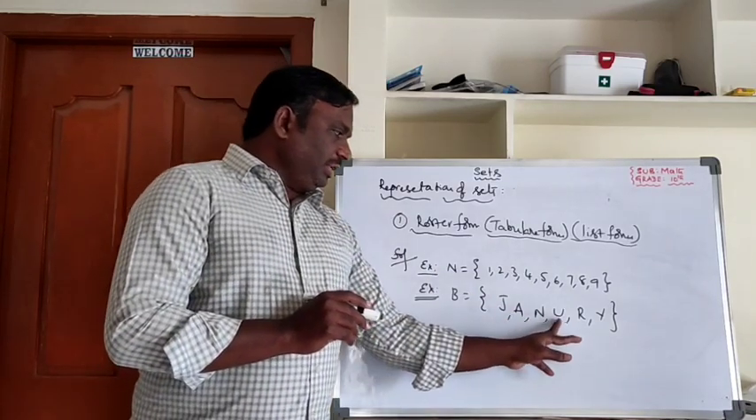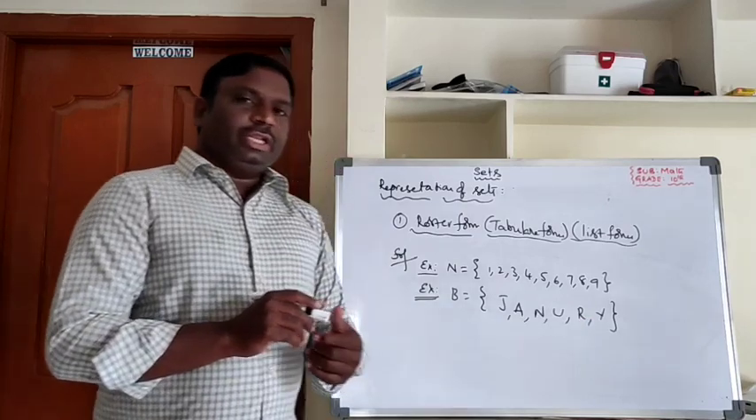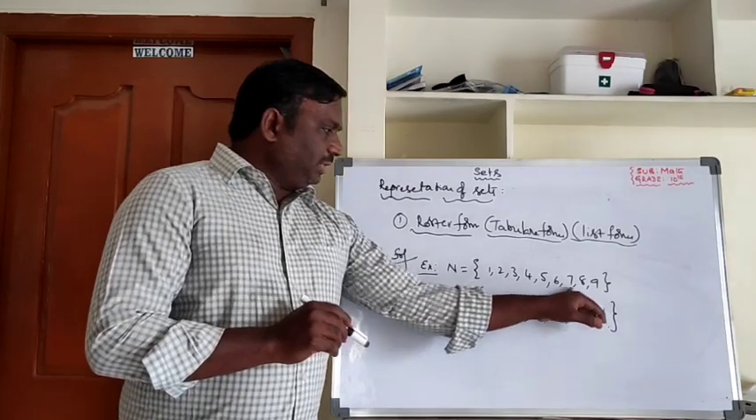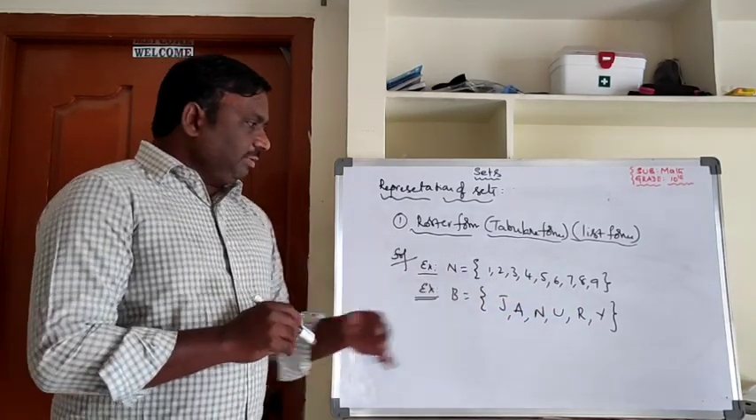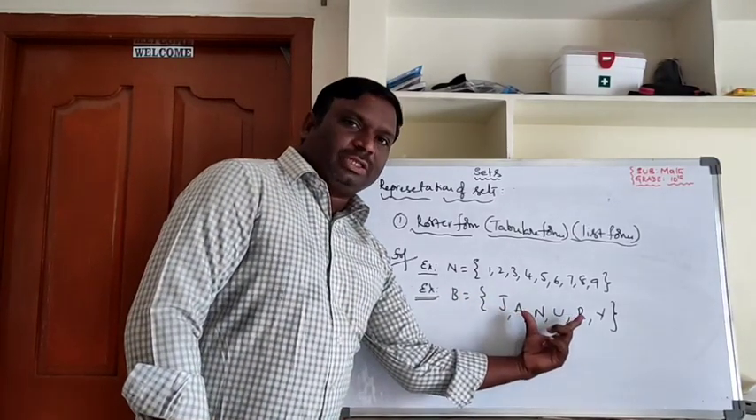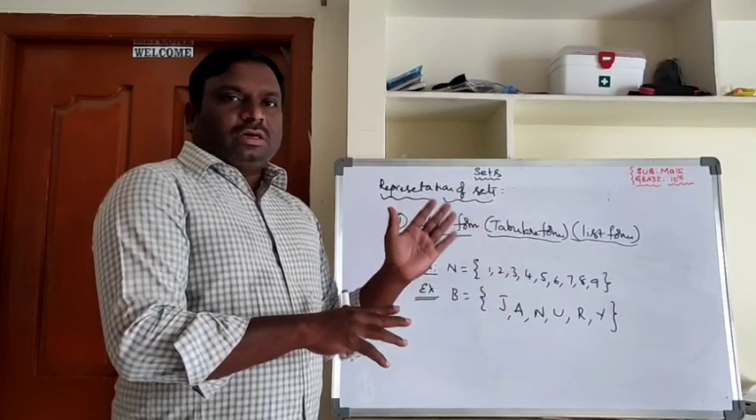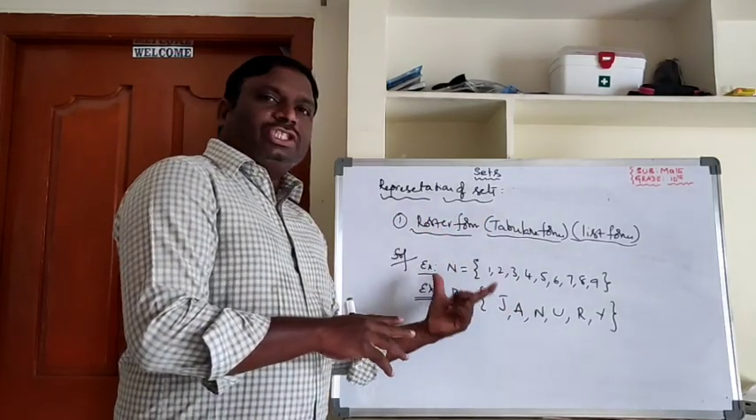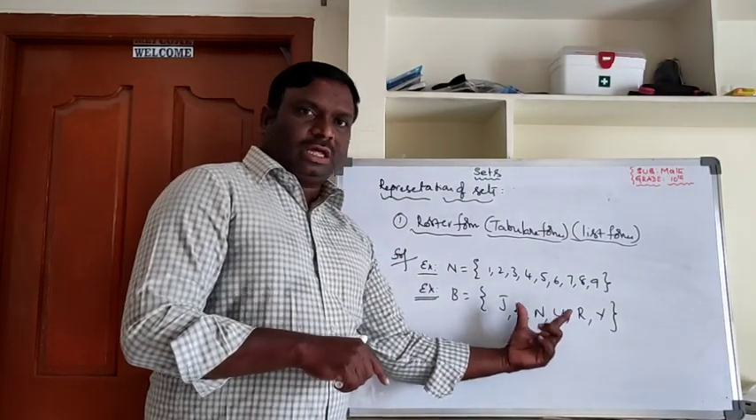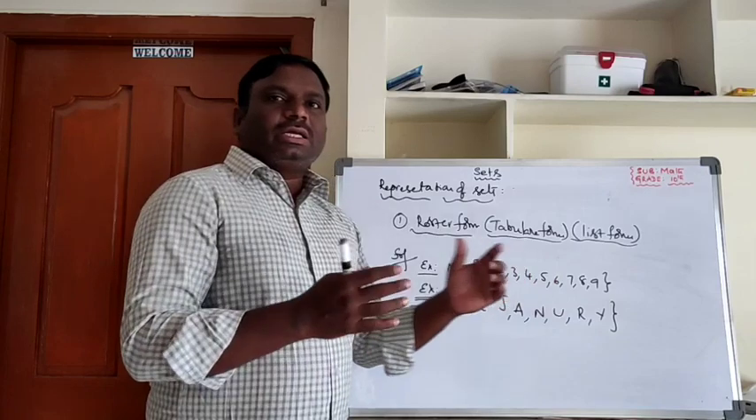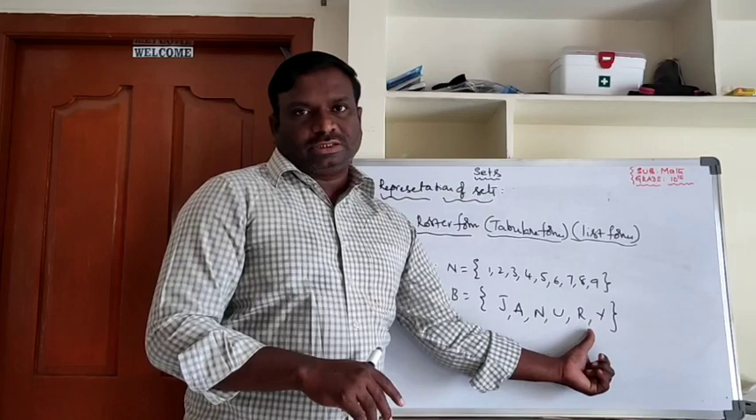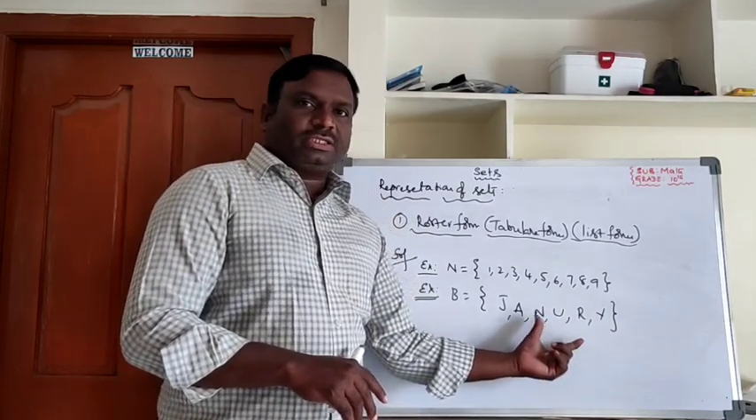That's why J, A, N, U, R, Y. So I represent the total set with a capital letter N here. In that question they gave the word January in capital letters. That's why I wrote capital letters here. Normally we can write small letters, but in the question they gave the word January in capital letters. Generally we write small letters here.